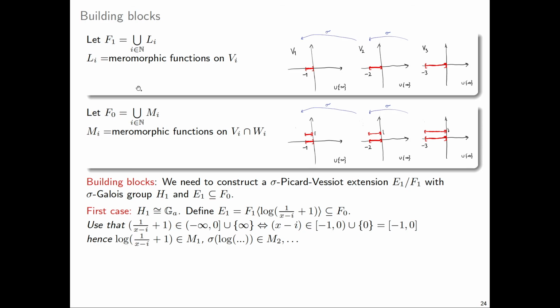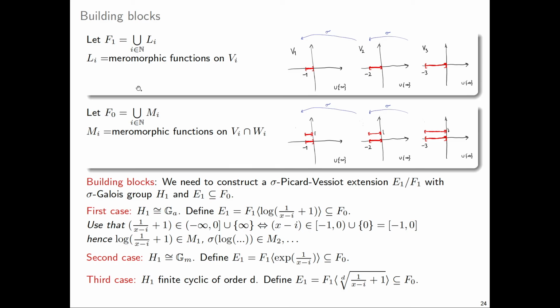And it has group full G_a because it's not a trivial group because it's not contained in F1, and we do know that no other subgroup occurs. And in the second case, we do something similar with an exponential function, and in the third case, we do something similar with a dth root of the same argument, actually. Okay, and then we have all ingredients to puzzle everything together, and that concludes the proof. And thank you for your attention.